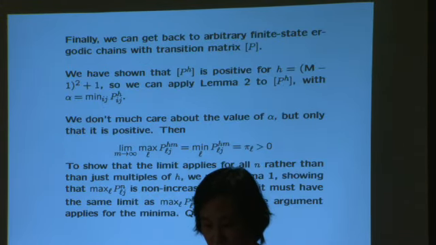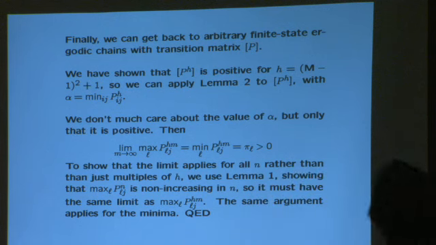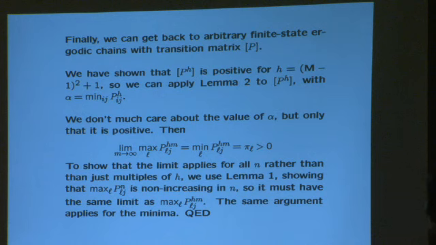So let's go back to the arbitrary finite state ergodic chain with probability transition matrix P. In the last lecture, in the last slide, we showed that this transition matrix P^h is positive for h equal to (n-1)^2 + 1. So what we can do is apply Lemma 2 to P^h, with alpha equal to the minimum probability of going from i to j in exactly h steps. So why is this (n-1)^2 + 1?